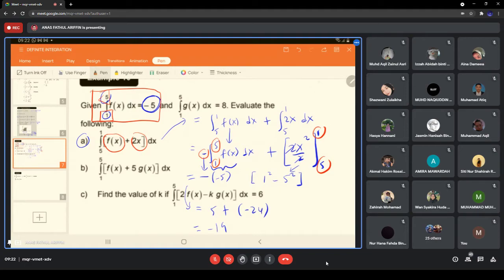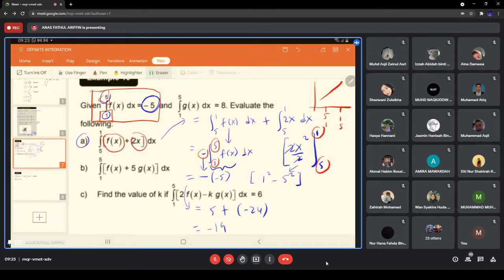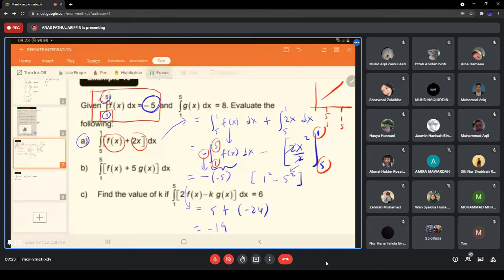Saya lukis graf. Let's say graf kita 2x tu graf macam ni, contoh graf dia straight line. Takkan kita buat graf sini 5, sini 1, tak logik kan? Kita kena buat sini 1, yang ni 5. So that's why yang depan ni kita tukarkan jadi minus, so that instead of kita integrate from 5 to 1, kita integrate from 1 to 5. Itu reason dia kenapa tukar.